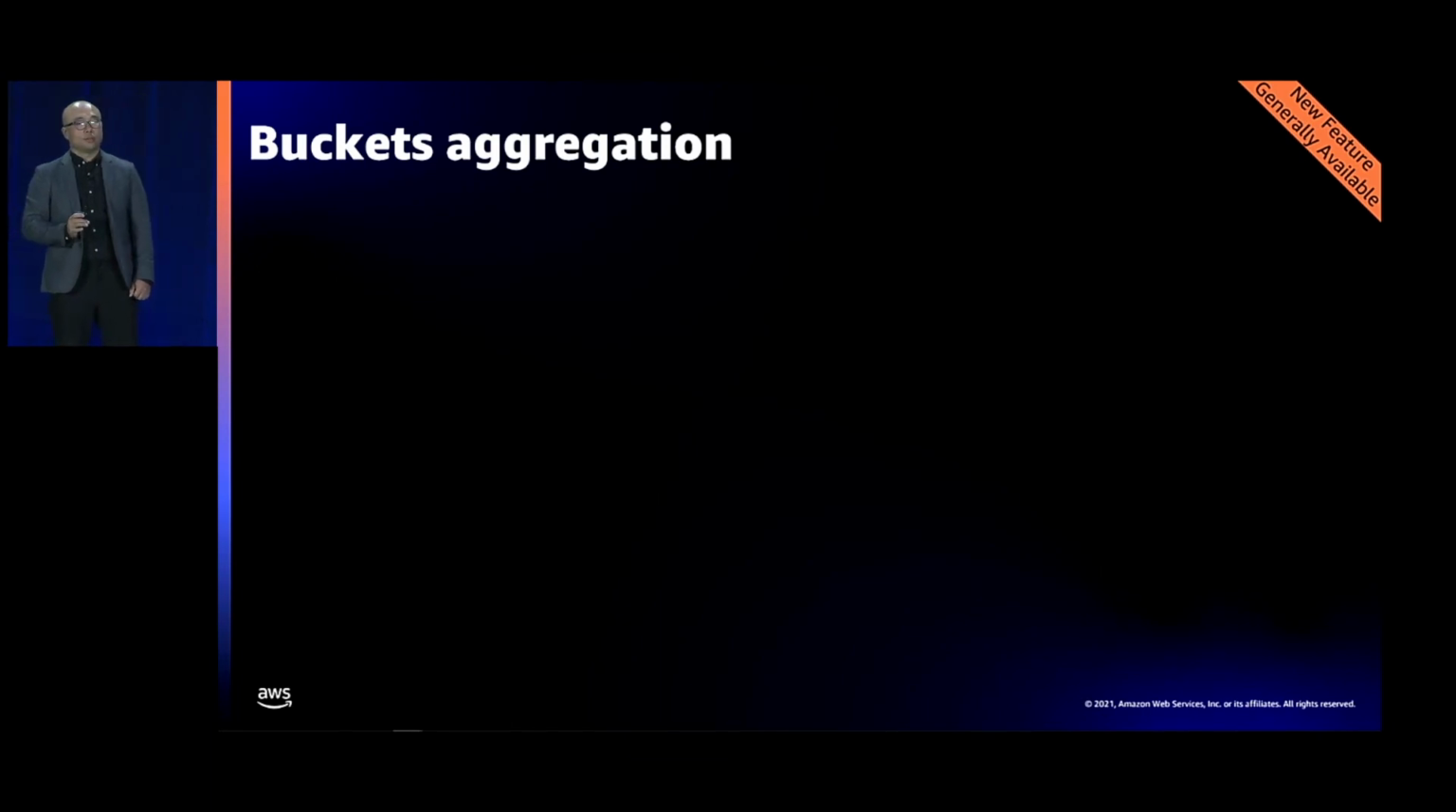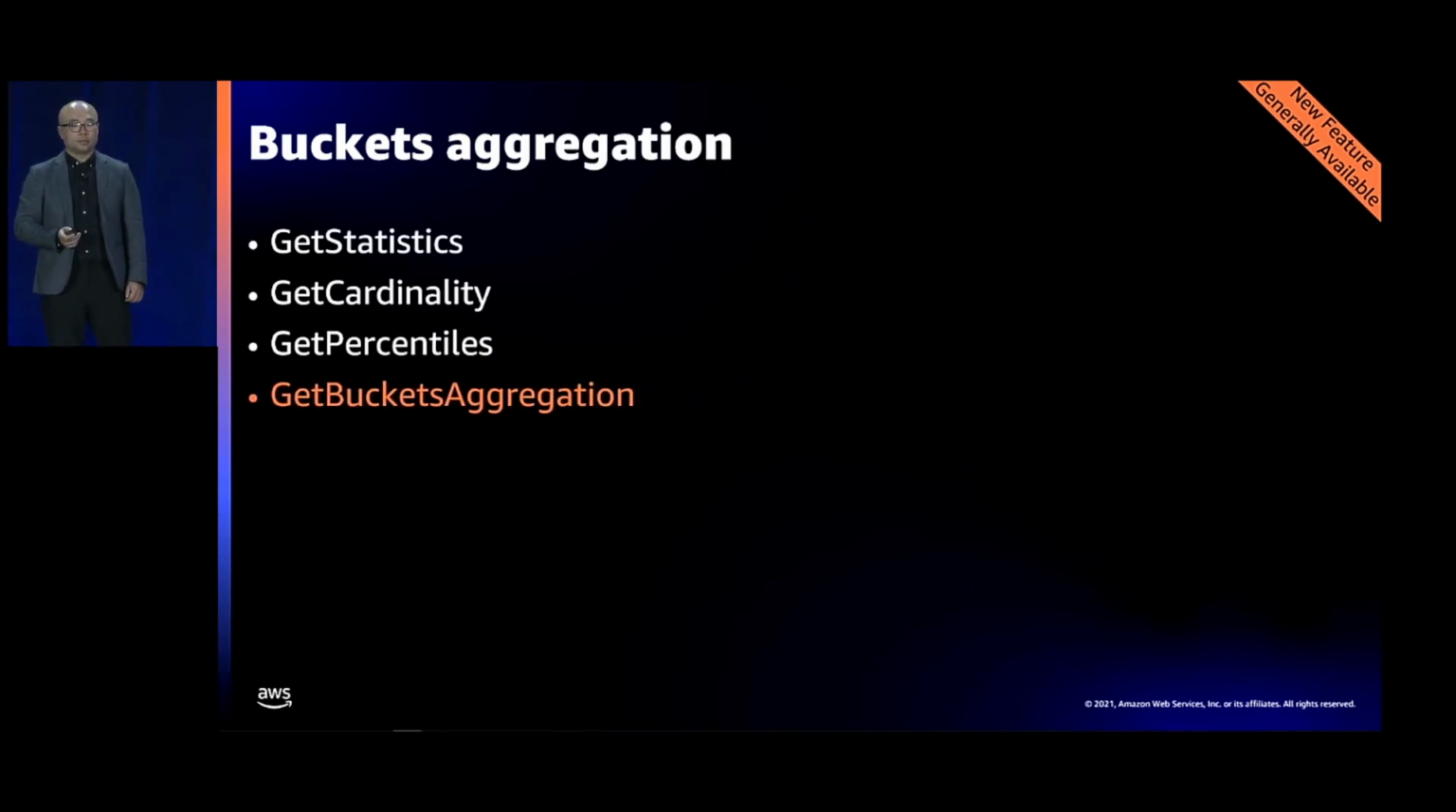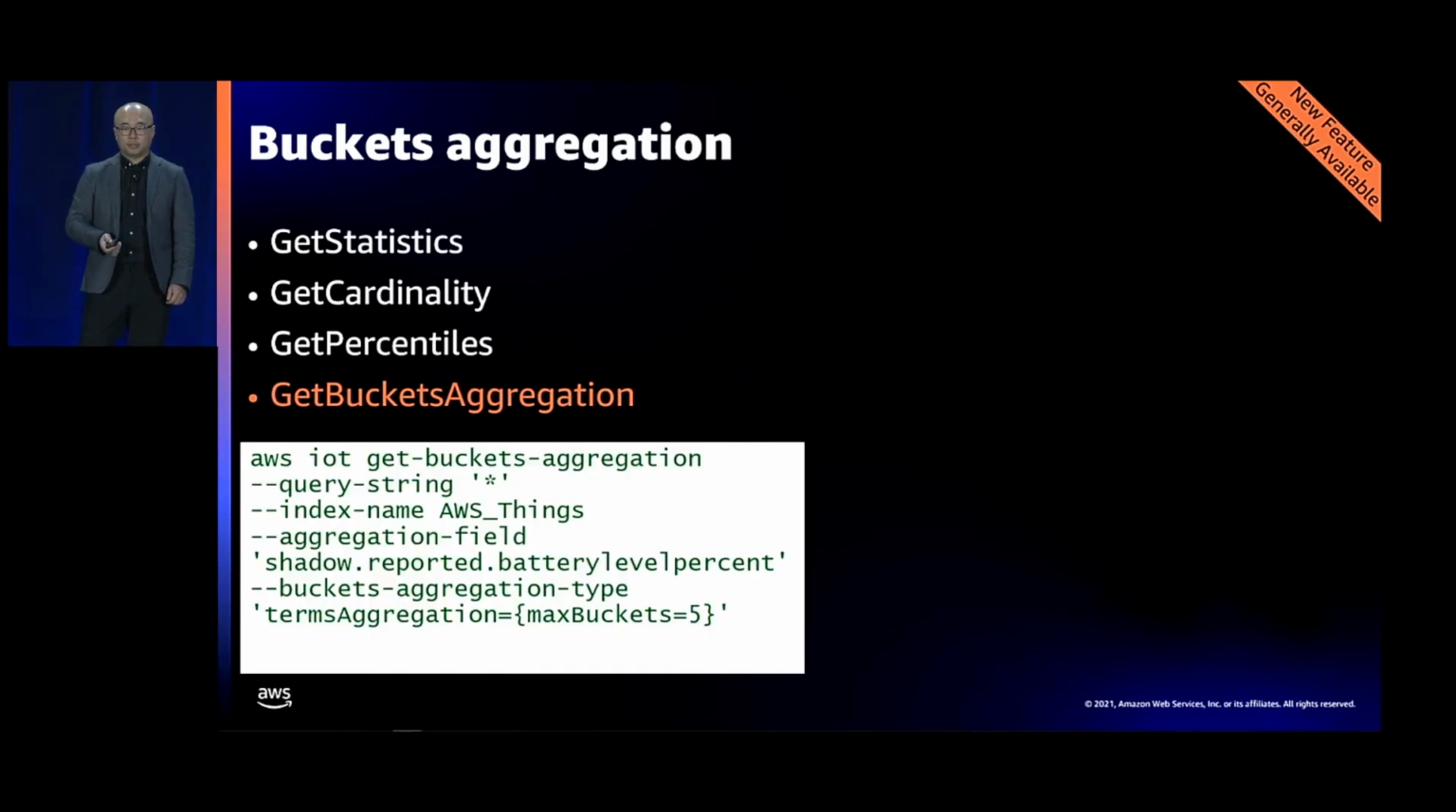In addition to the 3 application programming interfaces, such as get statistics, get cardinality, and get percentiles, that I mentioned with fleet metrics, we are also introducing the 4th API, which is called get buckets aggregation. This API and the get buckets aggregation CLI return a list of buckets and the total number of things that fit the query string criteria. The following example shows how to call the get buckets aggregation CLI.